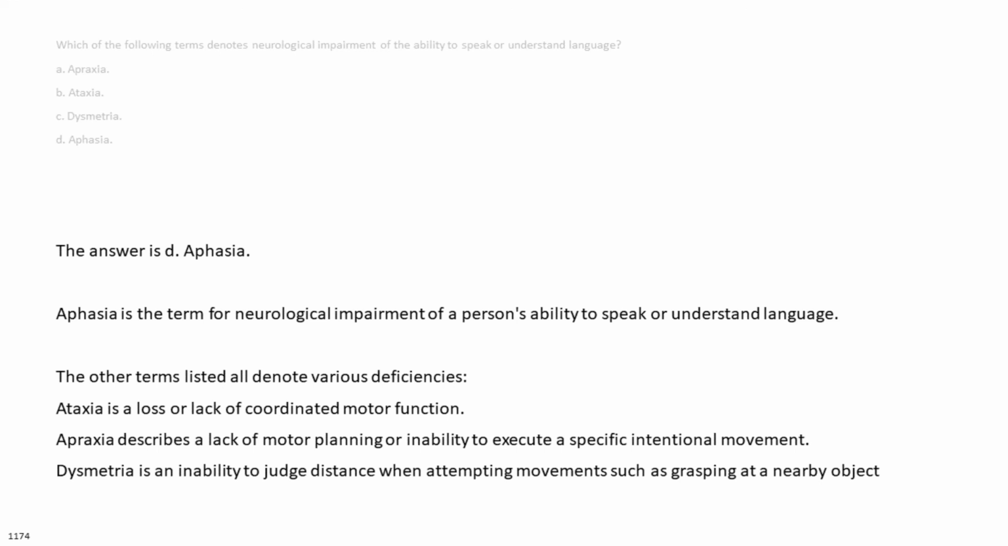The answer is D. Aphasia. Aphasia is the term for neurological impairment of a person's ability to speak or understand language. The other terms listed all denote various deficiencies. Ataxia is a loss or lack of coordinated motor function. Apraxia describes the lack of motor planning or inability to execute a specific intentional movement. Dysmetria is an inability to judge distance when attempting movements such as grasping at a nearby object.